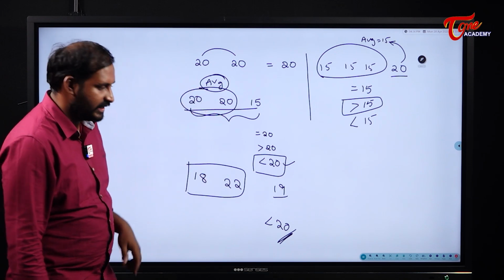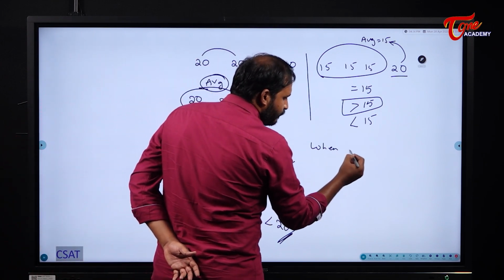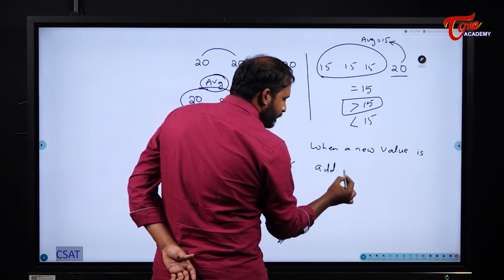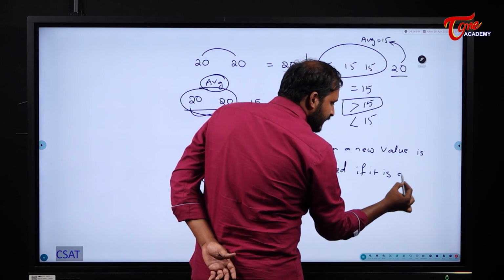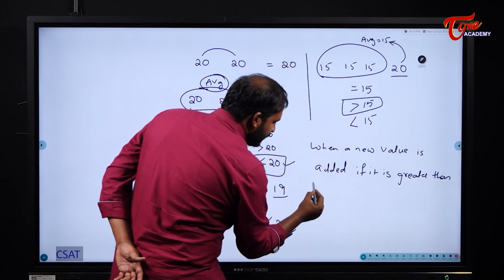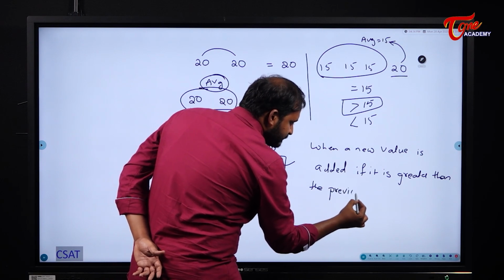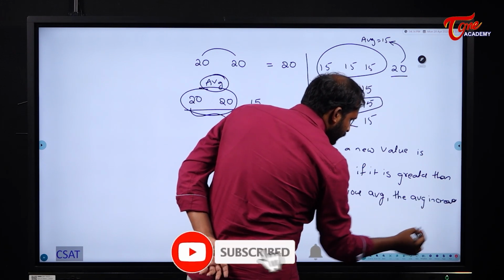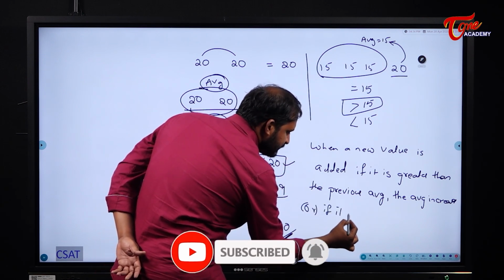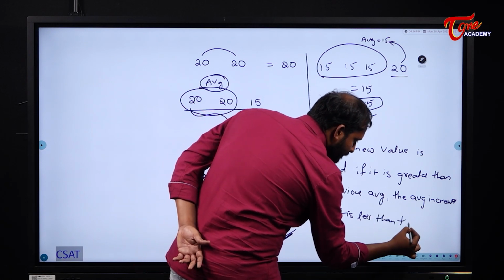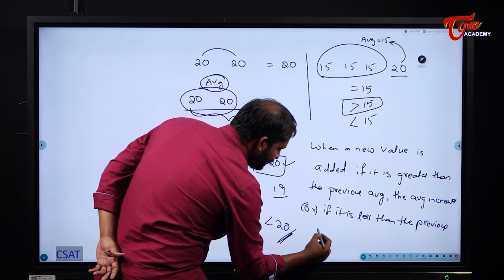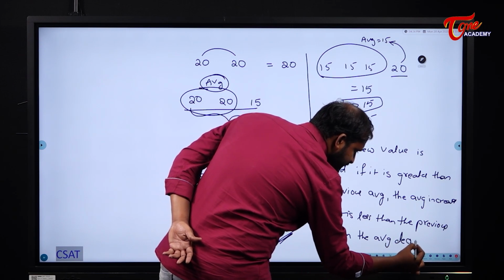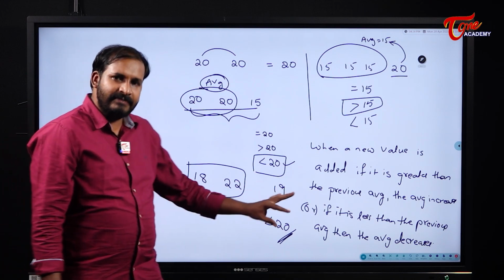Understood, students? From this, what we can understand is, when a new value is added, if it is greater than the previous average, the average increases, or if it is less than the previous average, then the average decreases. Understood, students? Okay.